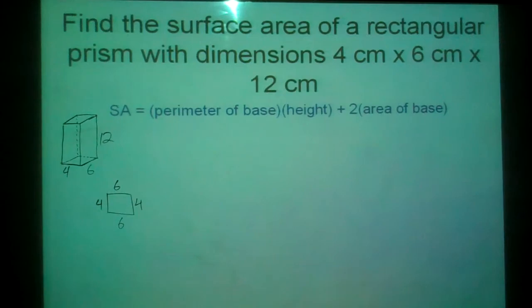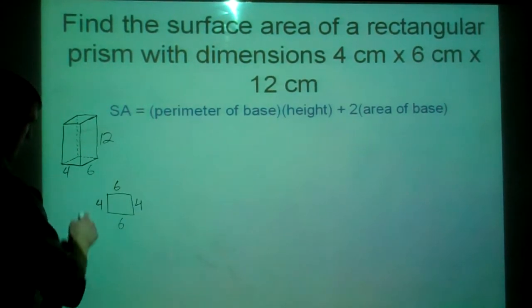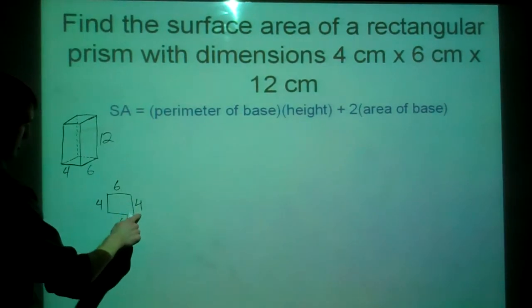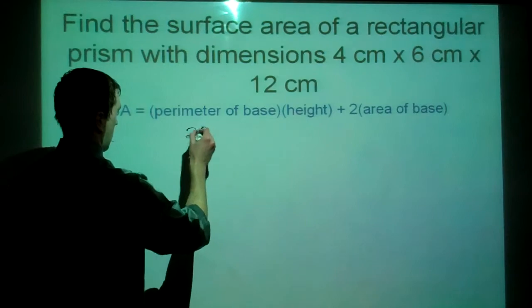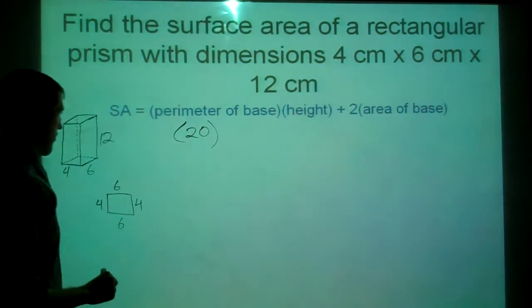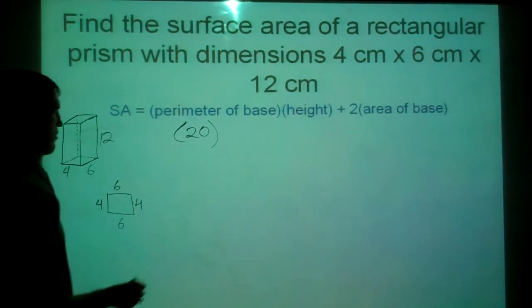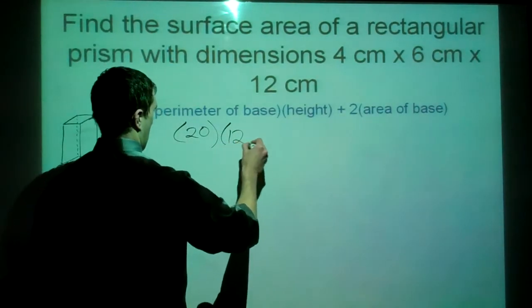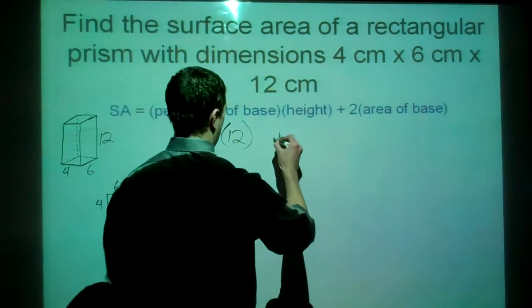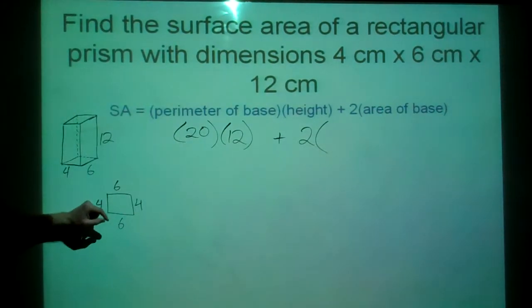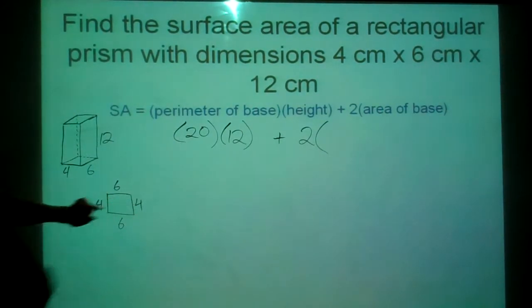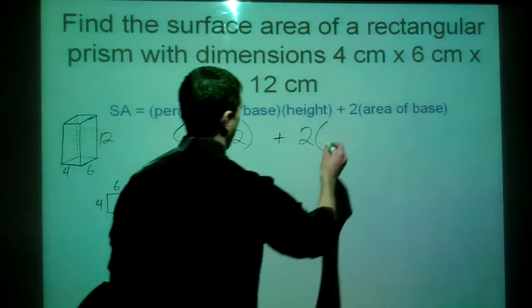Okay, rectangle. So once again, find the perimeter of your base, right here. 6 plus 4 is 10, plus another 10 is 20. So we've got 20 times the height of our figure, which is 12, plus 2 times the area of the base. Area of the base, since it's a rectangle, is length times width, which is 24.